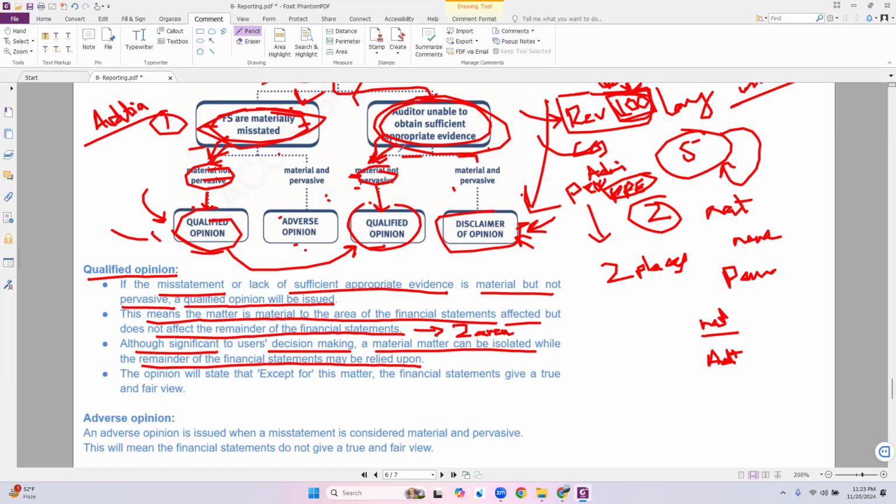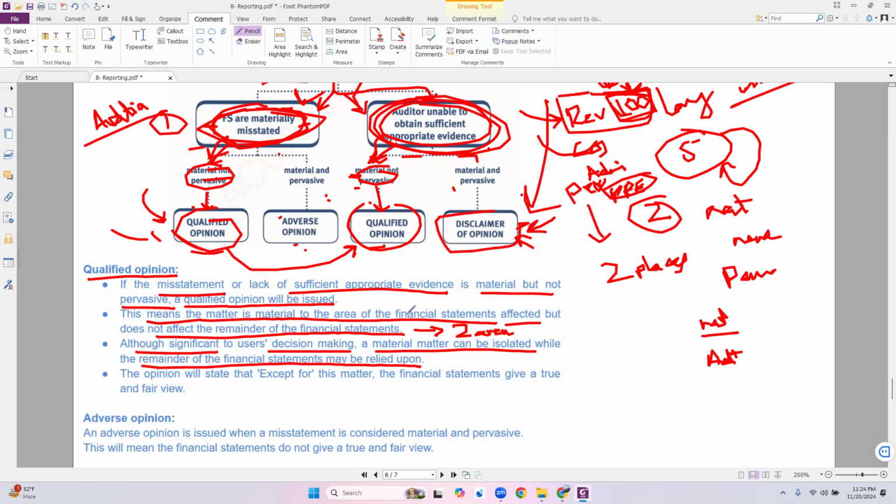Okay. Now, an important thing that you should know for the double A exam: the examiner never asks you a question in which there is also a misstatement and also you were not able to get sufficient and appropriate audit evidence. He will just ask a question from just one of these two. Both cannot be combined in a single question. Got it? They will not be combined. It is not within the double A course, so don't worry about it.